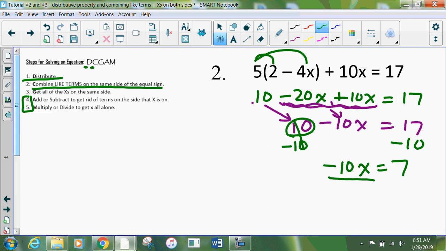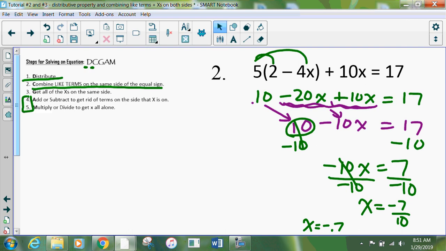We're going to divide both sides by negative 10. Please remember that sign when you divide. And you can leave your answer as negative 7 over 10. We like to put that negative either in the numerator or right out in front of the fraction. And if you want to, you could obviously turn it into a decimal too. Either way.